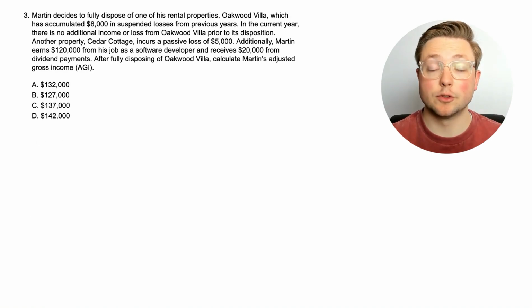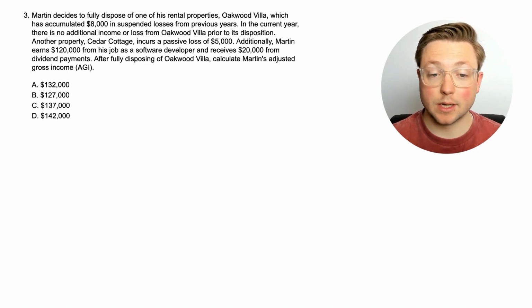Okay, here is question 3. Martin decides to fully dispose of one of his rental properties, Oakwood Villa, which has accumulated $8,000 in suspended losses from previous years. In the current year, there is no additional income or loss from Oakwood Villa prior to its disposition. Another property, Cedar Cottage, incurs a passive loss of $5,000. Additionally, Martin earns $120,000 from his job as a software developer and receives $20,000 from dividend payments. After fully disposing of Oakwood Villa, calculate Martin's adjusted gross income.